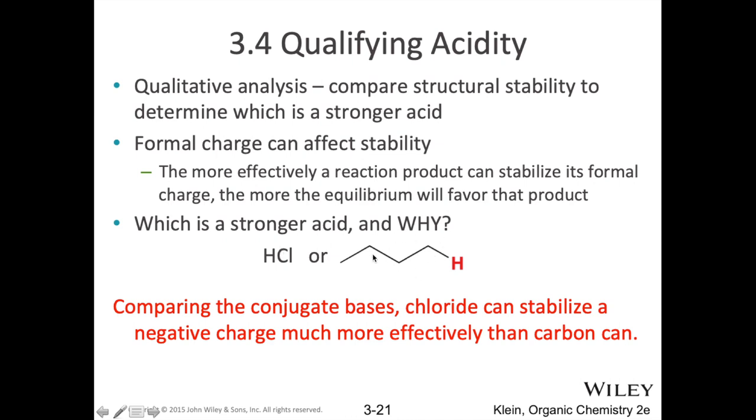Whereas here, since this conjugate base is so unstable, it really wants to go back to reforming the protonated version of this molecule, and therefore the protonated version is not a good acid.